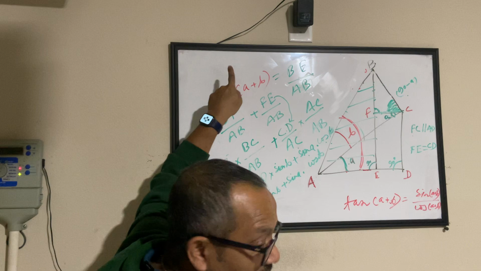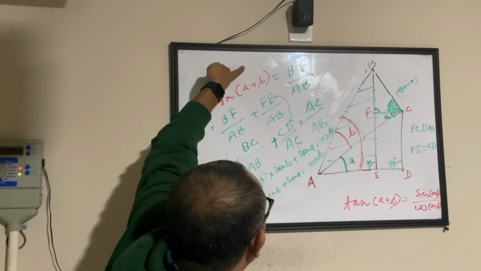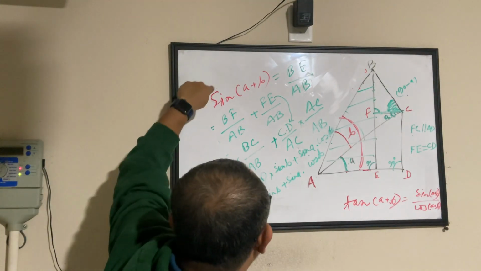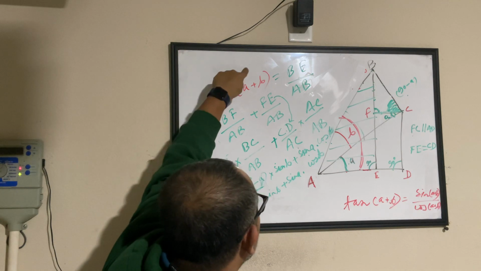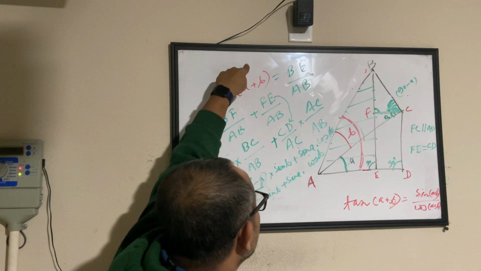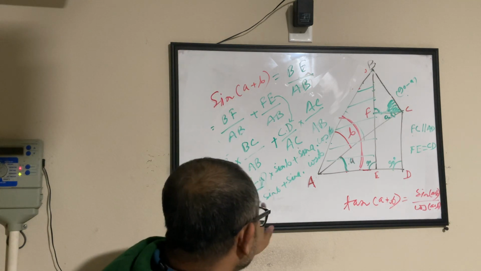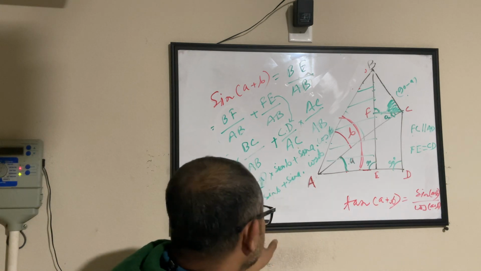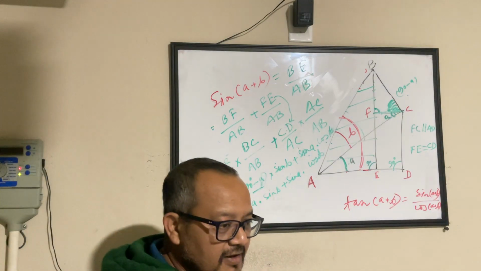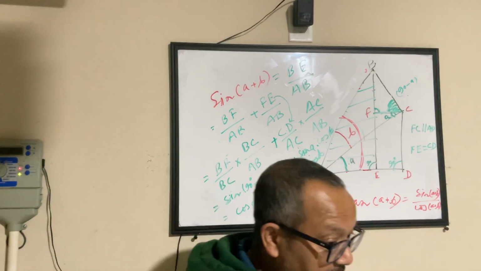So if you remember, when we are looking at this identity, it says sin of a plus b equals sin of a times cos of b plus cos of a into sin of b. Cos of a into sin of b plus sin of a into cos of b. Now this was a cryptic exercise.